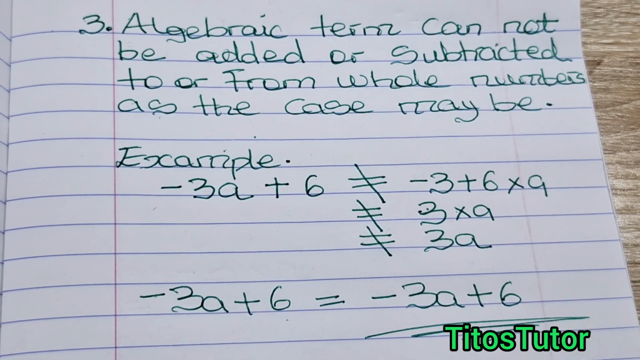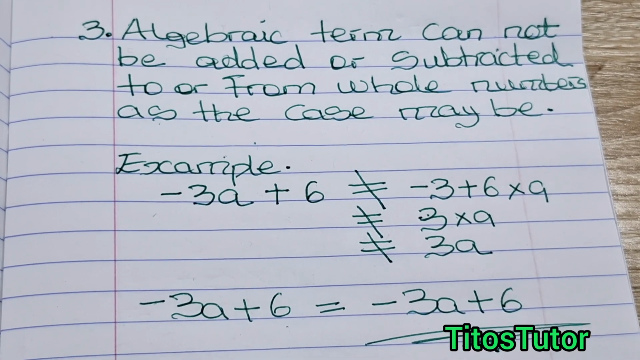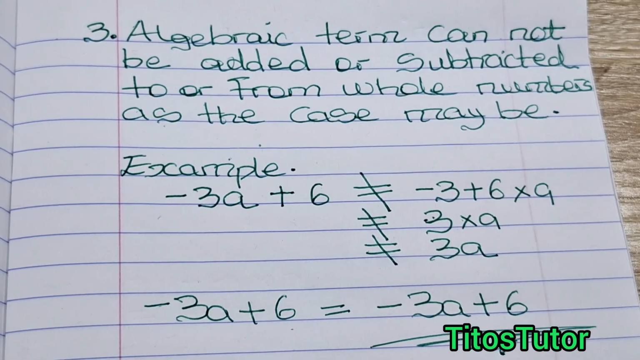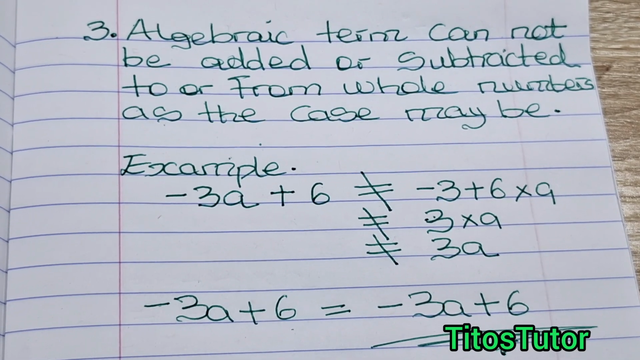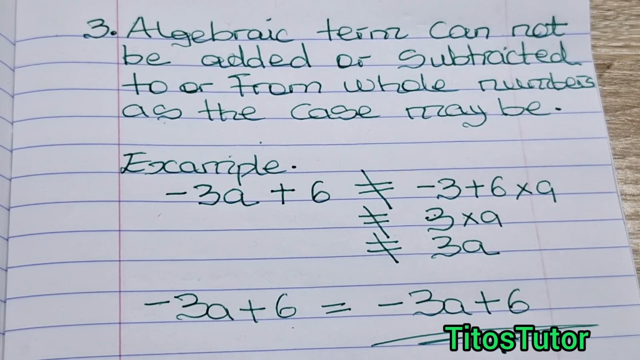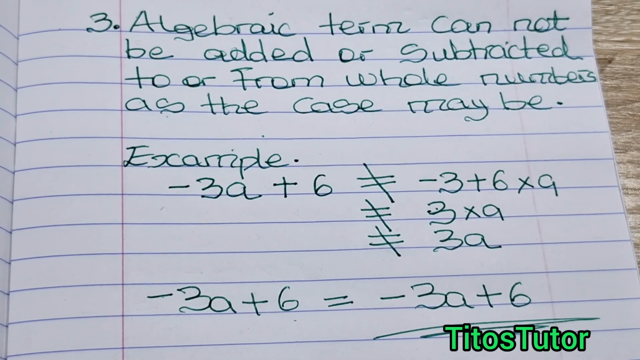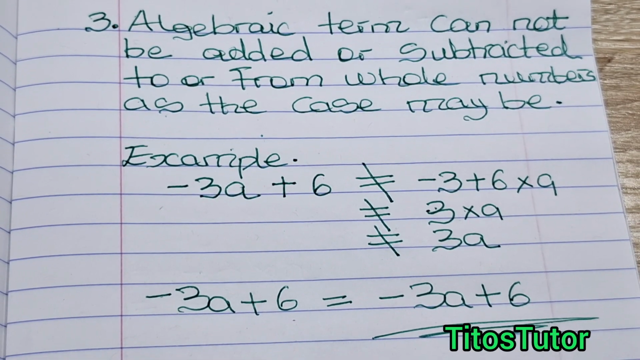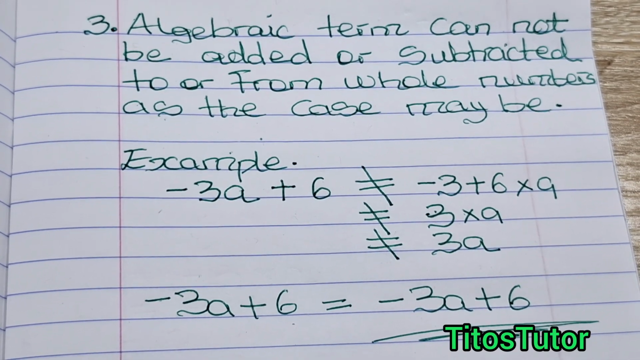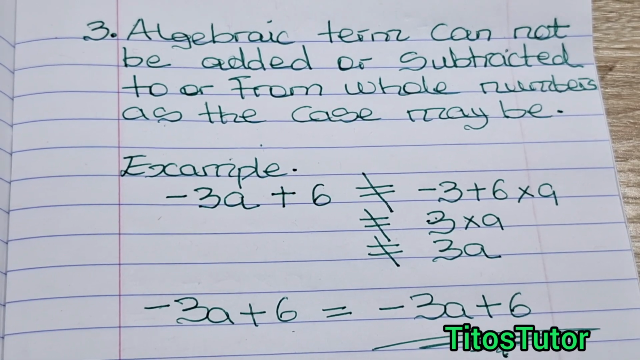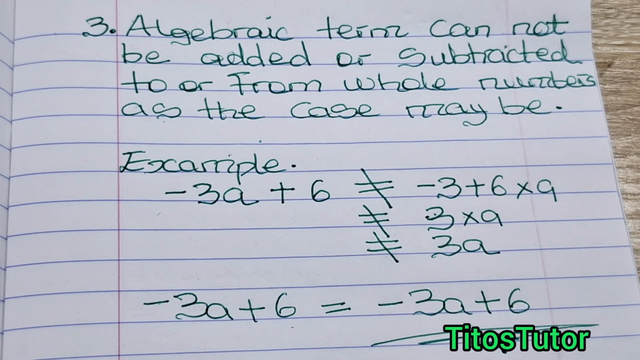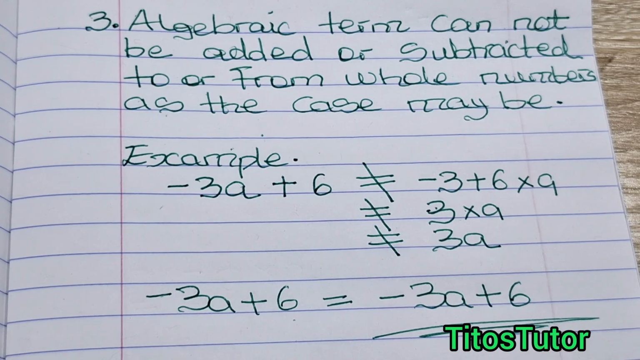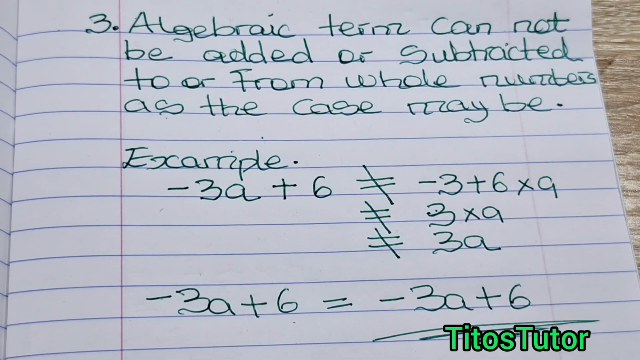Here's our rule number 3. Algebraic terms cannot be added to or subtracted from whole numbers, as the case may be. If you have a whole number added to an algebraic term, it cannot be simplified. If you have an algebraic term and you want to subtract a whole number from it, it is also not possible. So our third rule says that you cannot add to or subtract from algebraic terms. You can only do that when your variables, which are your letters, are the same. So we say they are like terms. But with whole numbers, you can't.